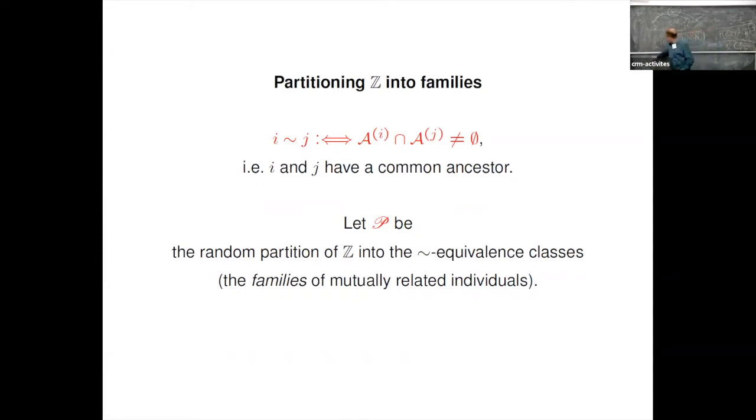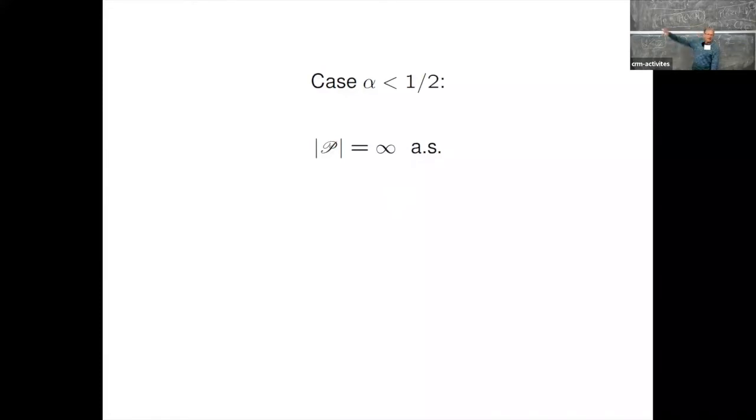And this was done by Hammond and Sheffield only for the case alpha smaller than 1/2. That's the case we will focus on in the first part of the talk, after this introduction, so to speak. So P is the partition of the integers, a random partition of the integers, which is given by the mutual relatedness relation. Okay, first part, alpha smaller than 1/2.